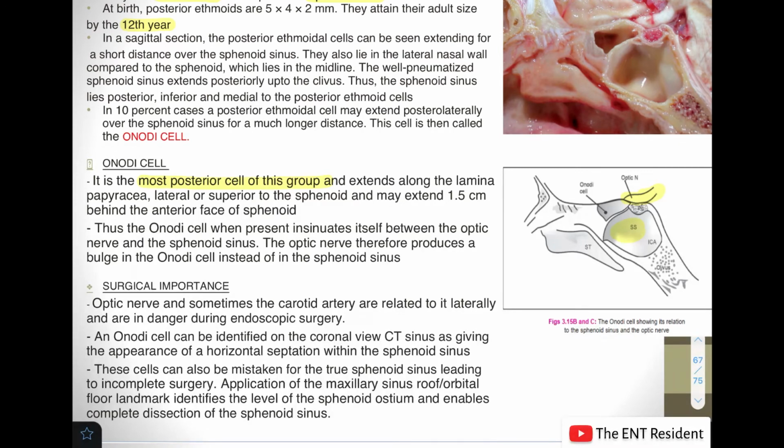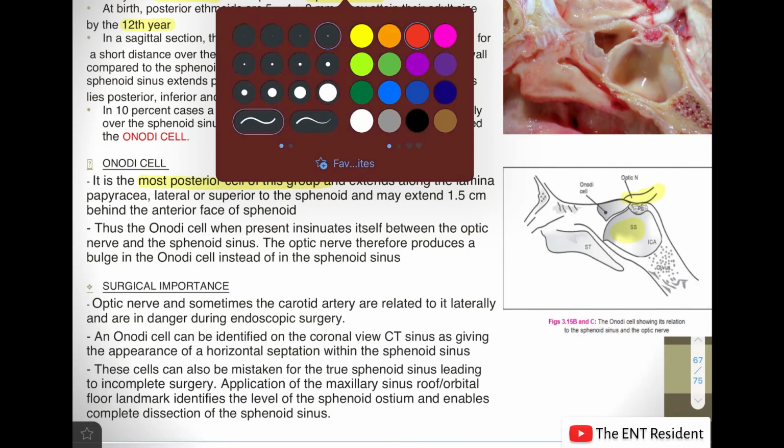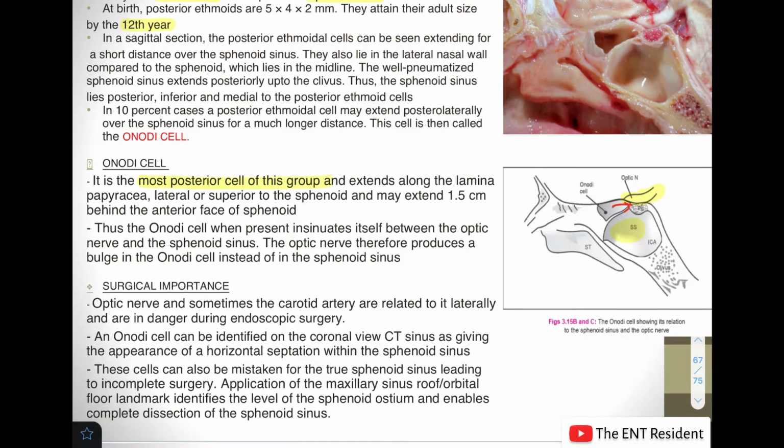So, it is insinuating itself in between these two structures. Thus, the optic nerve will produce a bulge in the Onodi cell instead of in the sphenoid sinus. So, the importance of the Onodi cell is that the optic nerve and sometimes the carotid artery are related to it laterally, and therefore these two structures may be in danger during endoscopic surgery.